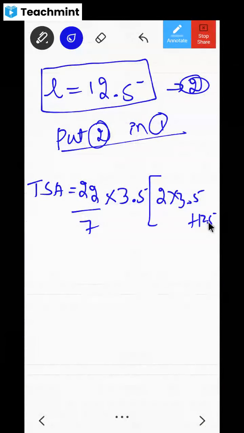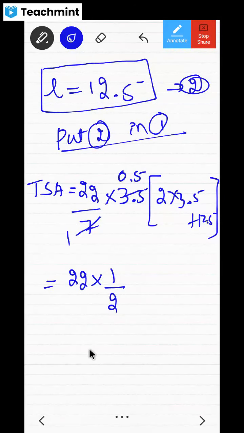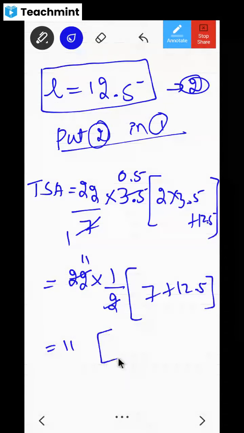All right. Is it okay, dear children? Whatever I have written here. Everything seems all right. Now you cancel this. 7 ones are 7, 0.5s are. 22 into 0.5 means, can I write it as 1 by 2 directly? Think over it, because 0.5 means 5 by 10, and 5 by 10 means 1 by 2. Directly I can write. Now it becomes 7 plus 12.5. 7 plus 12.5, 2 ones are 2, 11s are. Then it becomes 11 bracket 19.5.